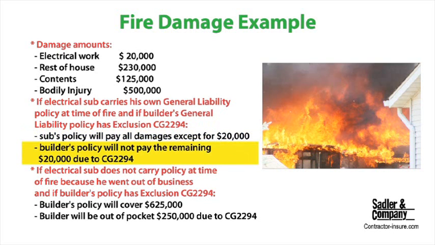If the builder has Exclusion CG 2294 on the policy, such policy will not cover the remaining $20,000 of damage for the electrical work. As a result, both the electrical sub and/or builder will share out-of-pocket liability of $20,000. Now, assume that at the time of the fire, the electrical sub does not carry a general liability policy because he went out of business shortly after the house was completed. If Exclusion CG 2294 is on the builder's policy, the builder will have coverage for the damages attributable to both the contents and bodily injury to the occupants, but he won't have any coverage for property damage to the faulty electrical work or for the resulting damages to the rest of the house. This amounts to $250,000 of out-of-pocket exposure.